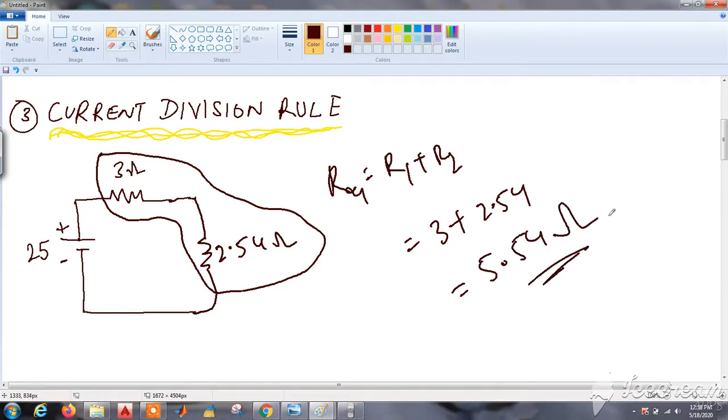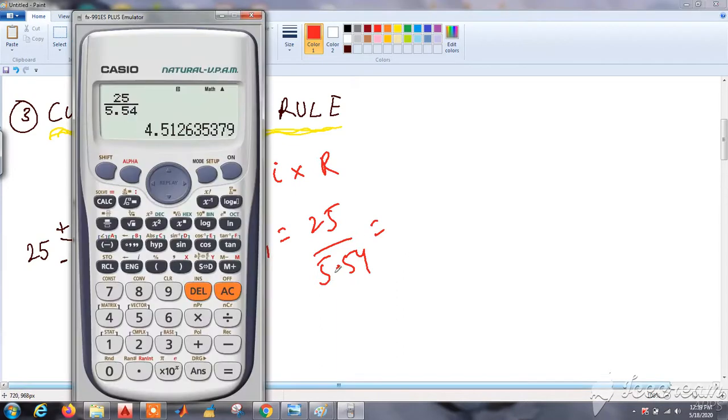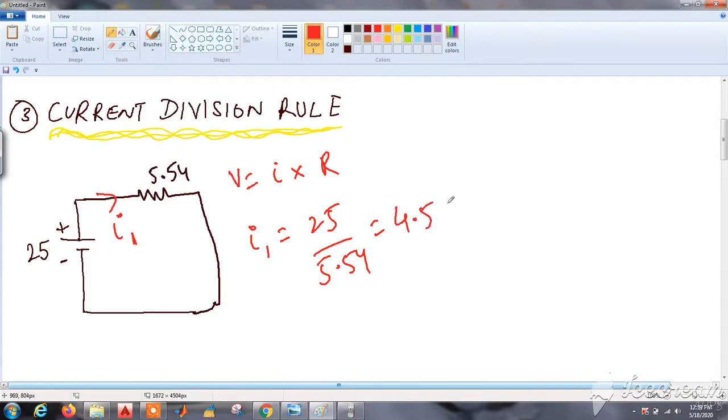Now let us redraw our circuit accordingly. Now we are left with only one voltage source and one resistance. Now we can easily find the source current, that is I1. We know from Ohm's law that V is equal to I into R, so I will be V by R. Therefore I1 is equal to V by R, so this will be 4.5 amperes. So I1 is 4.5 amperes.